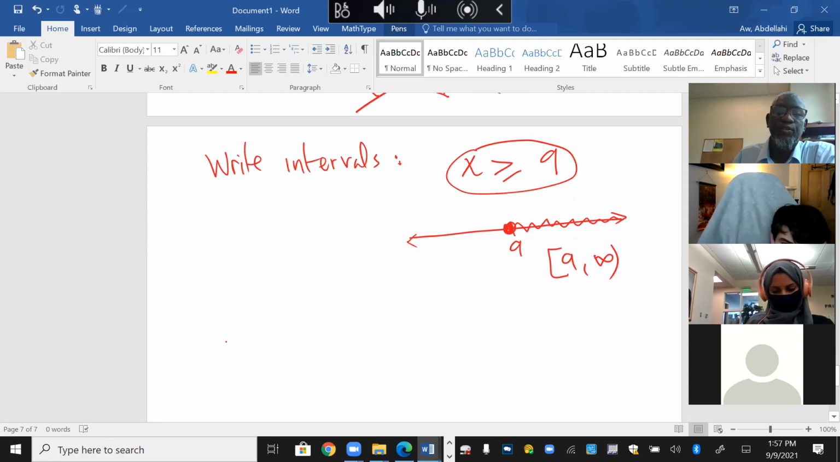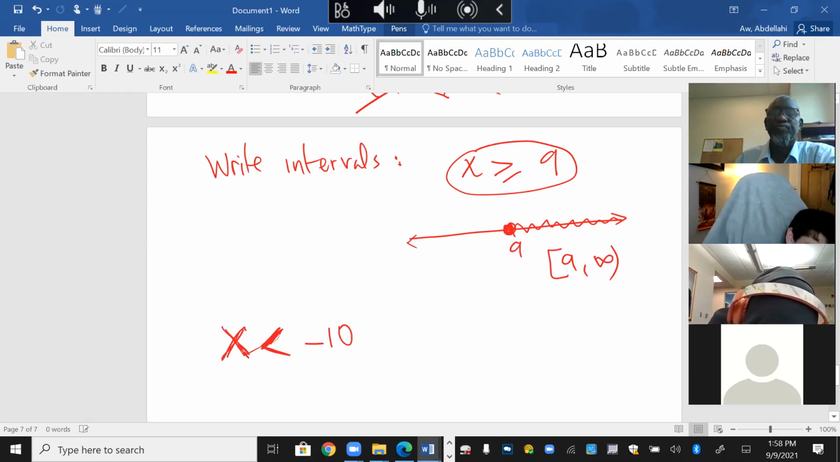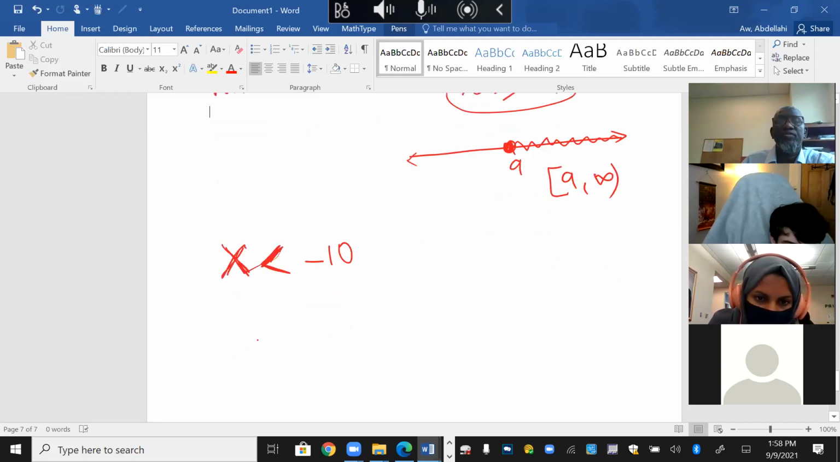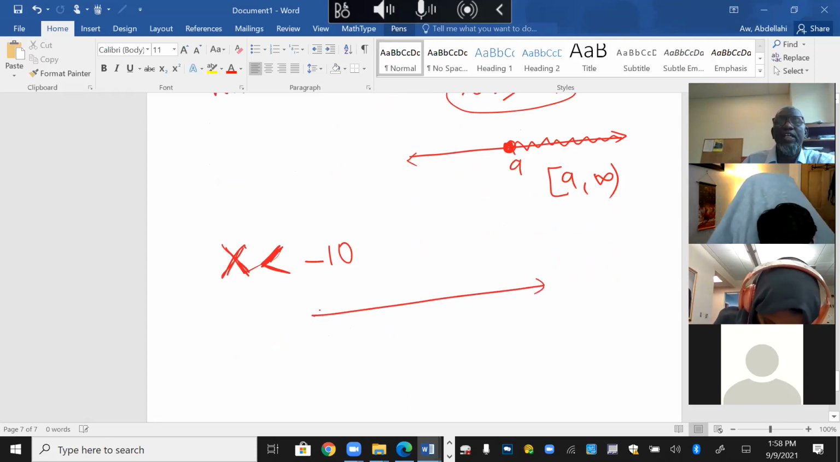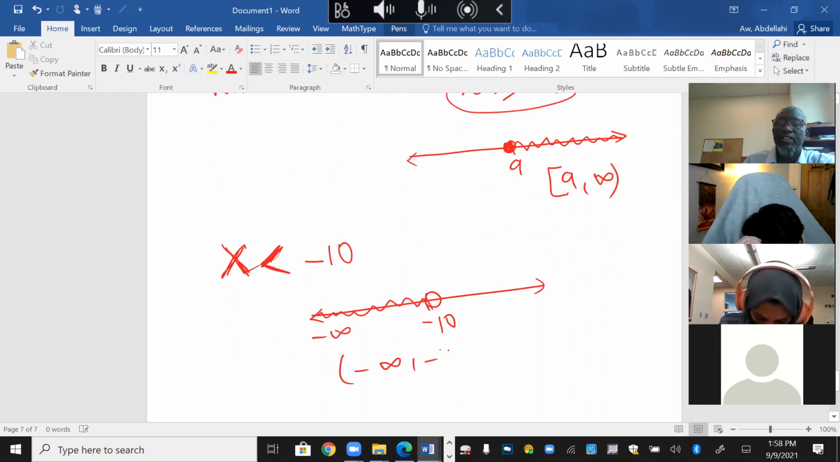When I say the interval x less than -10, how are you going to write this interval? We have -10 here, and x is less than -10, which means x is on the left side of -10, right? Both parentheses. So it's going to be negative infinity, -10.